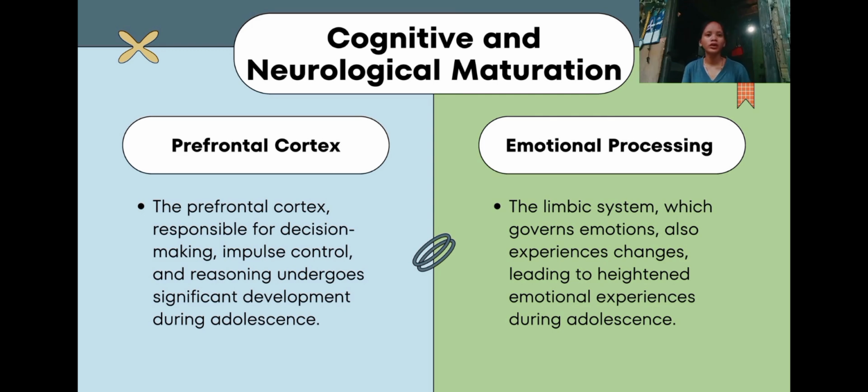Second, we have emotional processing. The limbic system, which governs emotion, also experiences changes, leading to heightened emotional experiences during adolescence. Examples of this are feeling fear, remembering a happy memory, and calming down after anger.